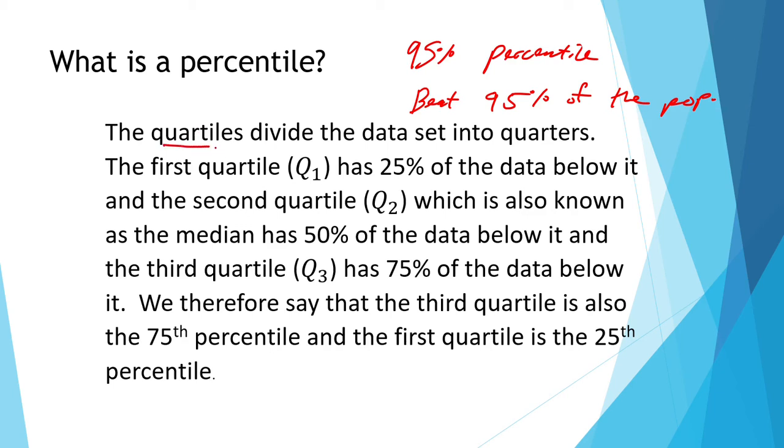The quartiles divide the data set into quarters. The first quartile, Q1, has 25% of the data below it. The second quartile, Q2, which is also known as the median, has 50% of the data below it. And the third quartile, Q3, has 75% of the data below it. We therefore say that the third quartile is also the 75th percentile, and the first quartile is the 25th percentile.